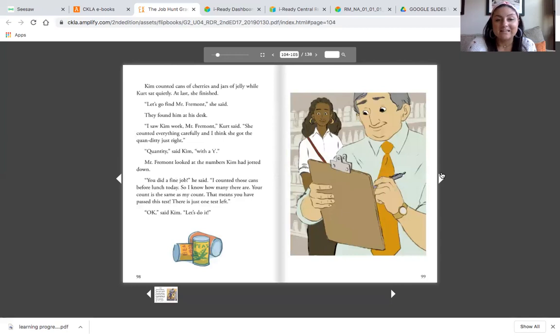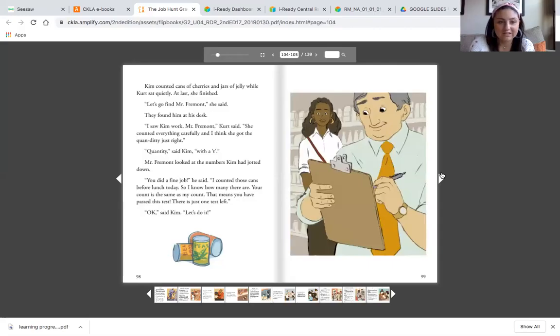Kim counted cans of cherries and jars of jelly while Kurt sat quietly. At last, she finished. Let's go find Mr. Fremont, she said. They found him at his desk. I saw Kim work, Mr. Fremont, Kurt said. She counted everything carefully, and I think she got the quantity just right. Quantity, said Kim, with it.